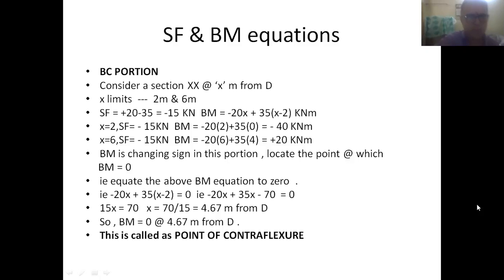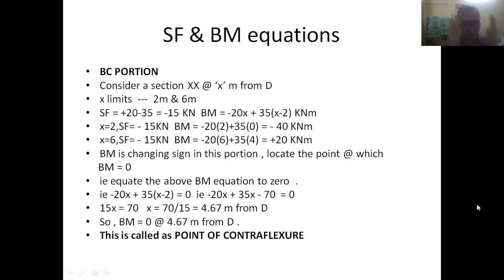Now for doing this, we have to equate the corresponding bending moment equation to 0 and find out the value of x. By doing these calculations, x is obtained as 4.67 meters. So this distance of 4.67 meters is from point D. Therefore, friends, the bending moment will be 0 at a distance of 4.67 meters from point D, and this is called a point of contraflexion.